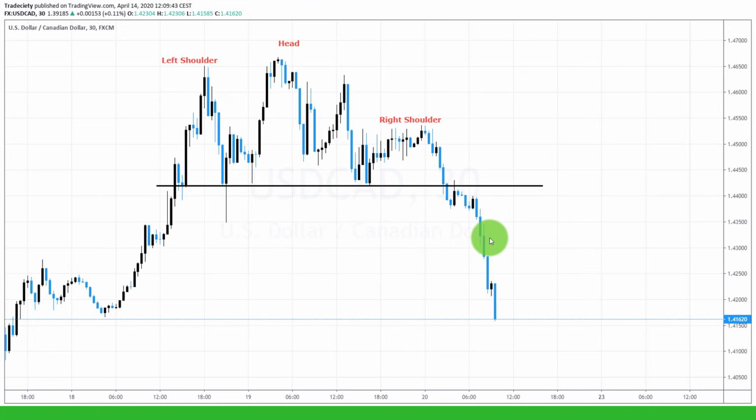So the head and shoulders is usually a connector pattern. It connects two trending phases, and when you look for head and shoulders as a reversal pattern, it connects two opposing trending phases. So it connects this uptrend to the downtrend.